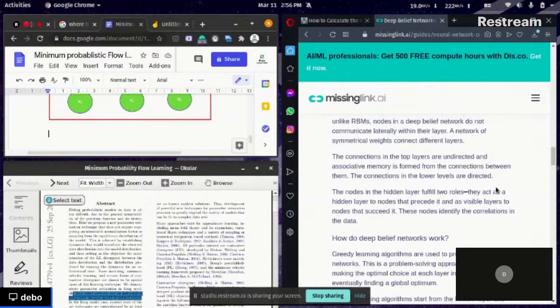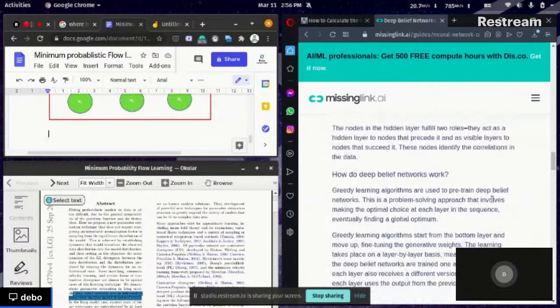Okay, it's a great thing. Like in the node, the hidden layer fulfills two roles. They act as the hidden layer to the nodes that precede it, as well as the visible layer to the nodes that succeed it. So for the previous nodes, the hidden layer acts as the hidden layer, and for the successor nodes, they act as the visible layer.